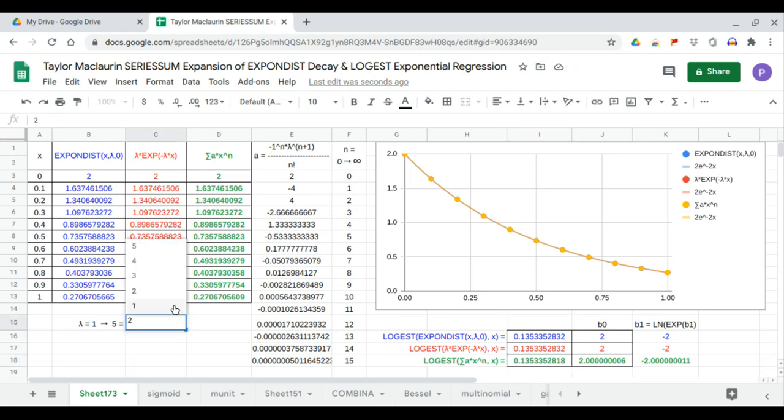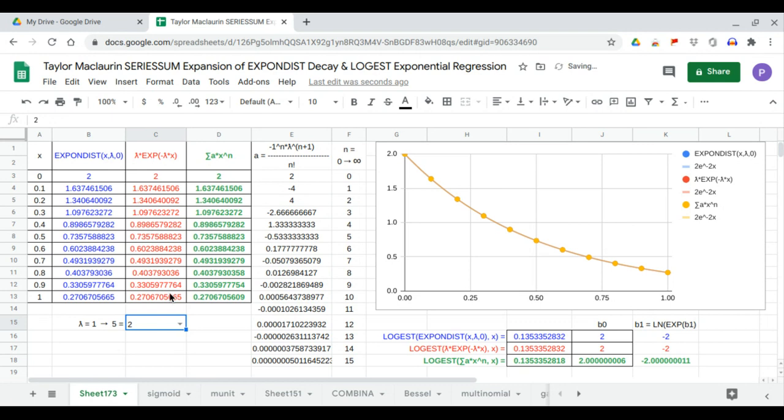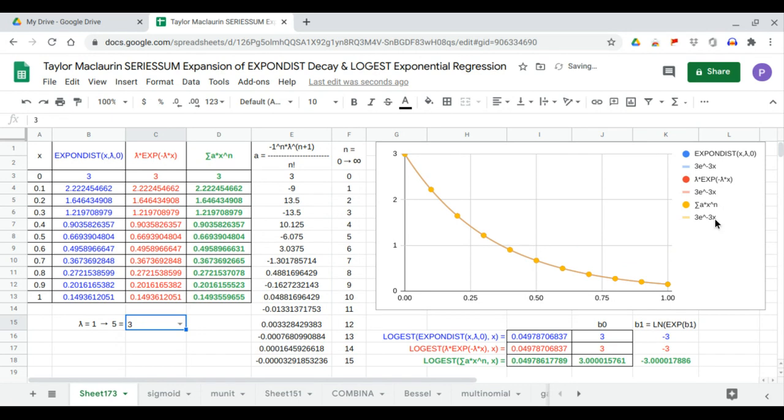So we begin with lambda equals 1. At lambda equals 1, they're the same, negative 1, and b0 is 1. The same. At lambda equals 2, there's already an error here, but they're still the same. The trend lines are the same. At lambda equals 3, there's already an increasing error on the Taylor-Maclaurin series expansion because it's only an approximation, but they're the same. Negative 3 for b1 and 3 for b0.